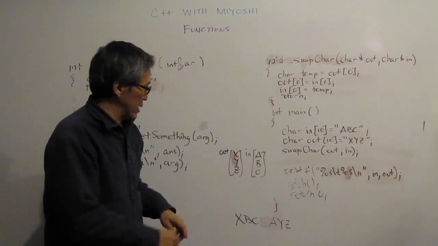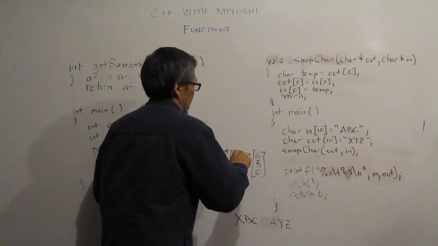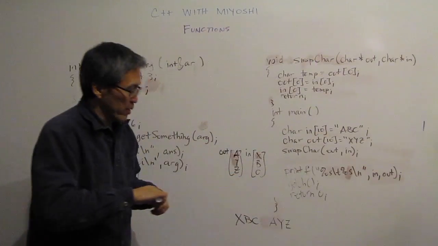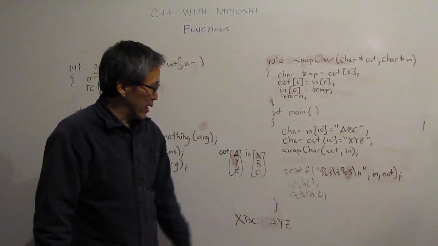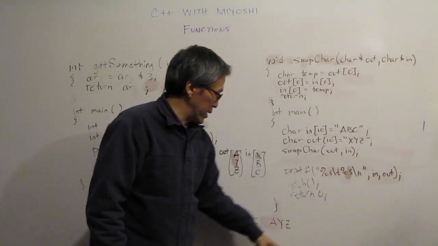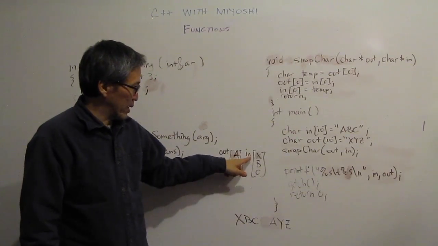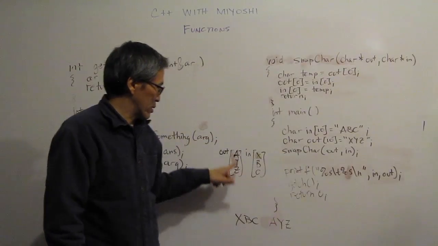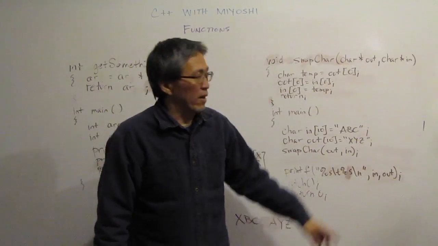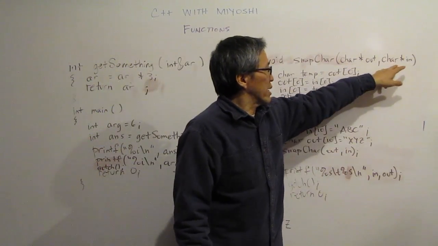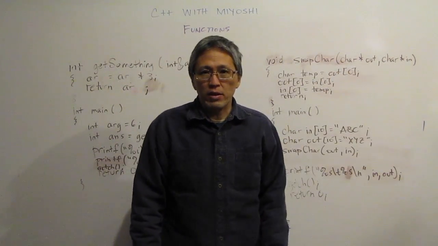So when I swap A and X, A gets in there and X gets in there, with help from my temp, and they get swapped. And now when I output them to the screen, it's going to have X, B, C, because that's my in, and A, Y, Z, which is my out. So, passing by reference. Here I have a char star out, char star in. That just makes it an easy reference to a character array. We know that's a character array.